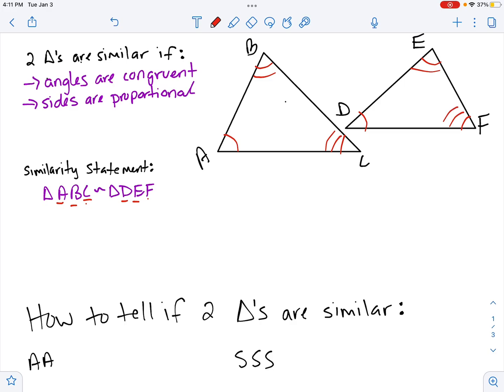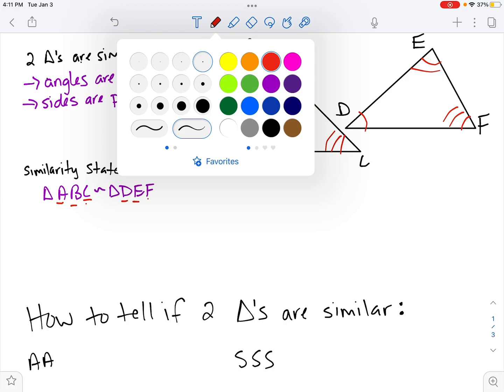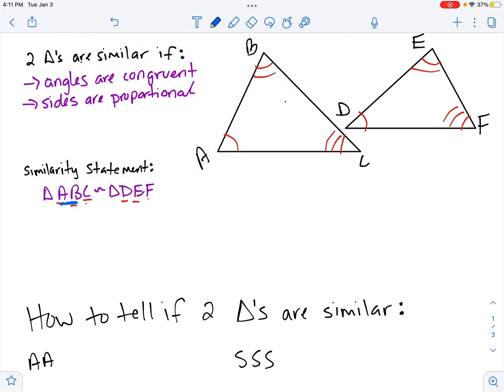But what does it tell us about our sides? It tells us our sides are proportional, which means AB makes a ratio with DE. That ratio is going to be the same as the rest of the ratios. So the next ratio would be BC and EF. And then don't forget about our last ratio. We have AC and DF. So if I set those three fractions up, those three fractions should simplify to be the exact same scale factor.